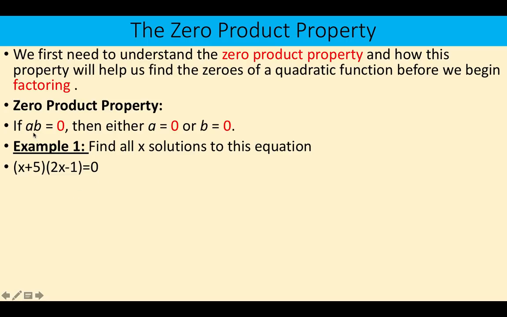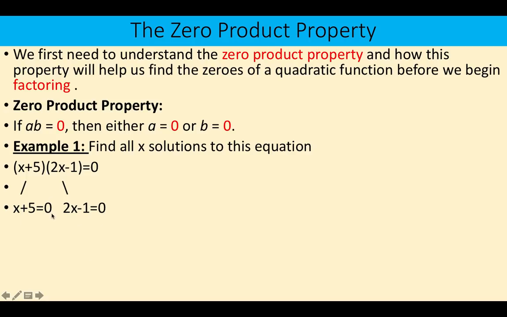So the property says if I have A times B is equal to 0, then I know that either my first term is 0 or my second product is 0. So let's go ahead and set each of those equal to 0. That is me applying the zero product property. All right, so it says find all x solutions to this equation. So what x values make this true? Basically, at what x values do I get my zeros here?